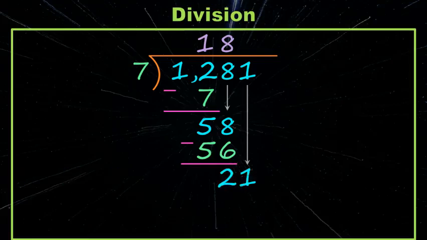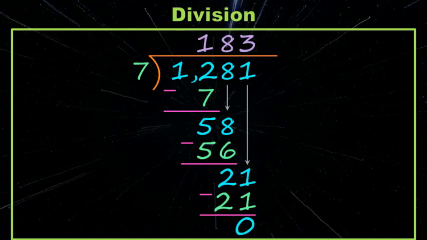We bring down the 1, and then we say, does 7 go into 21? Why, yes it does. And it goes 3 times. And 7 times 3 is, anyone? Hello? Is 21. When we subtract, there's nothing left over, and that's how we know we're done.